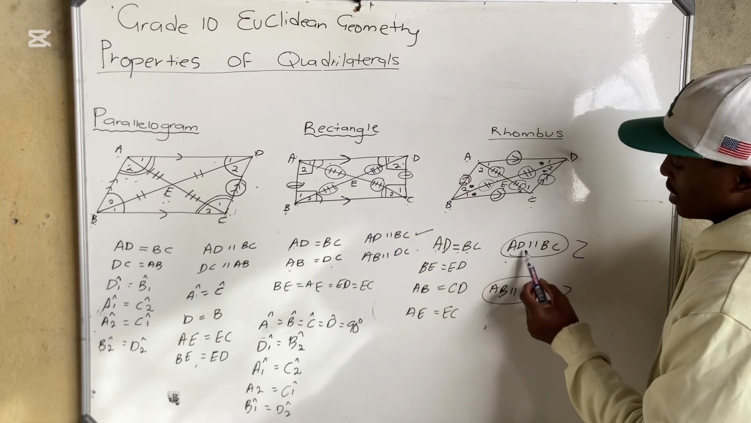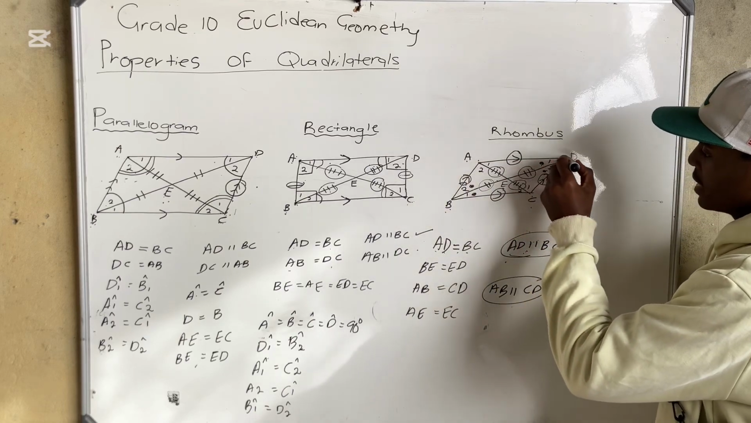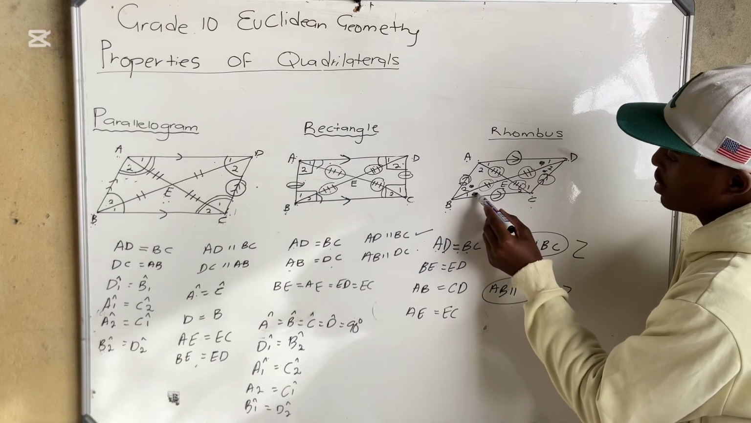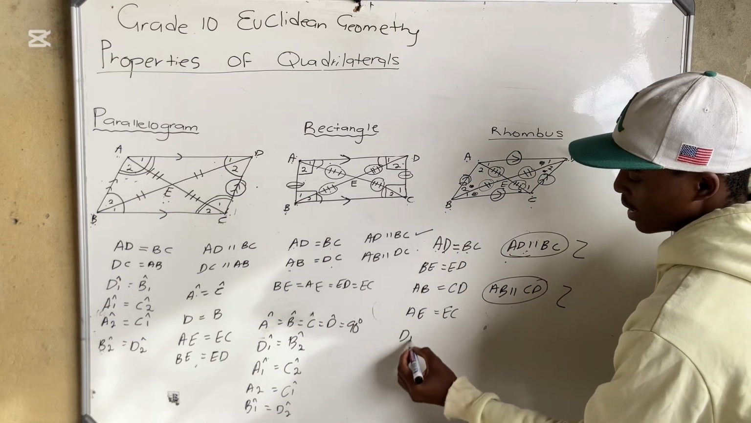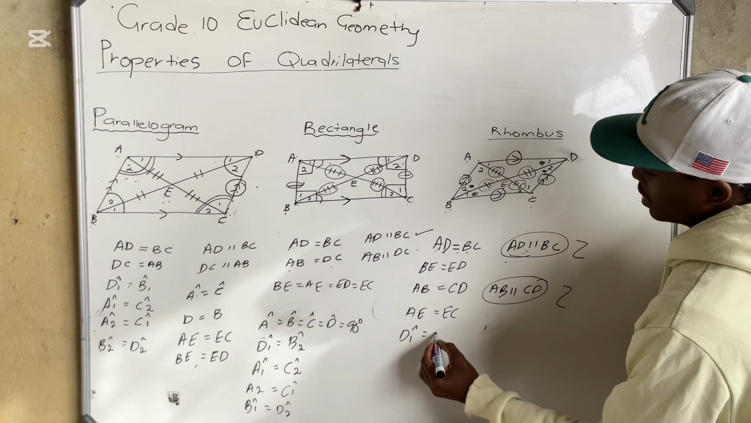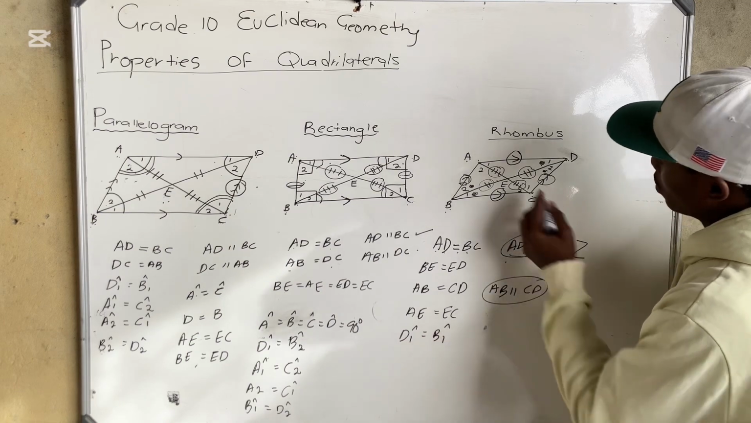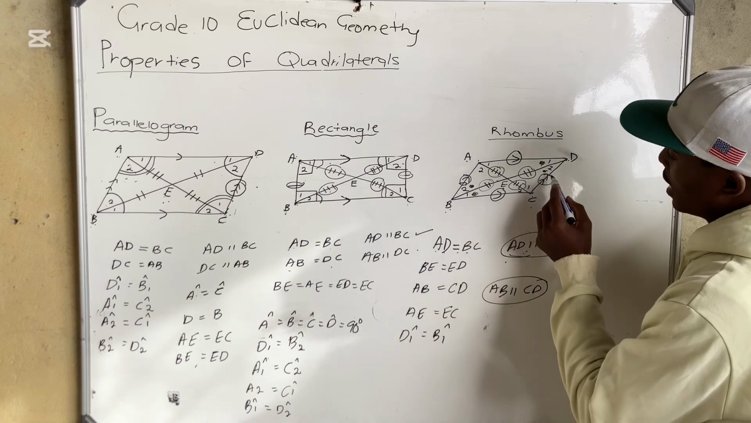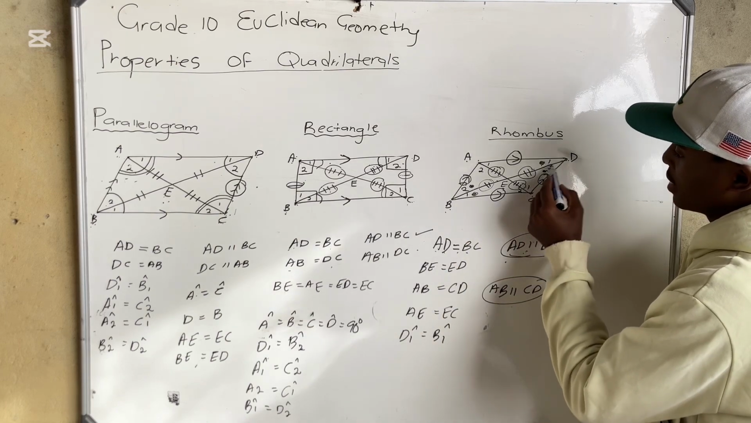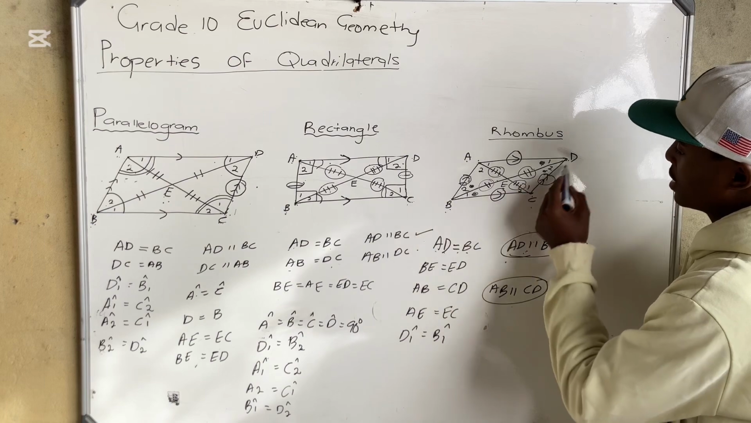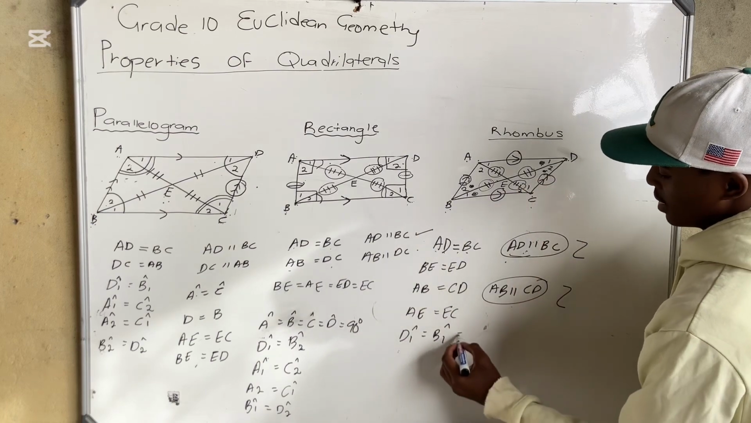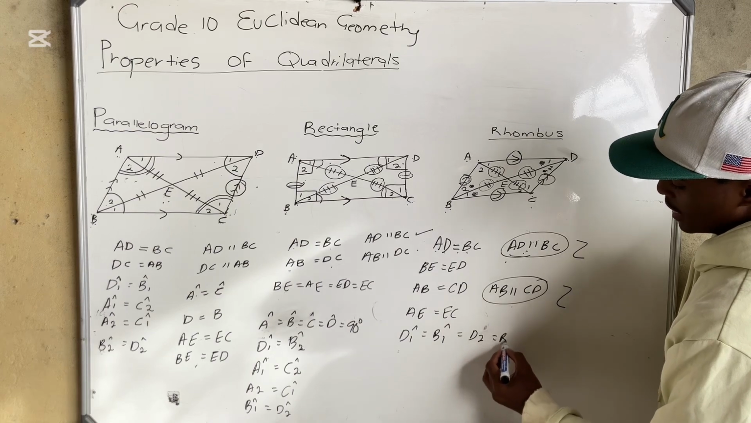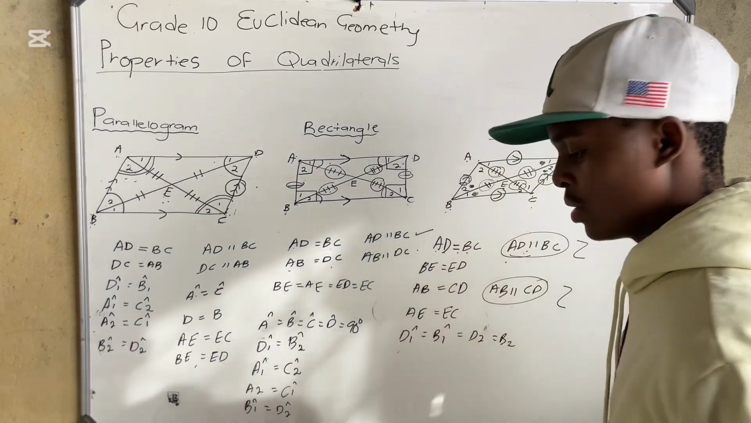So let's move with this one. This is my Z. Can you see they've already shown me that this angle is equal to this angle, meaning D1 is equal to B1. Why? Alternate, you can see they've shown you. And another way, it's this Z. Can you see this Z? You write it like this, D2 is equal to B2. And then you are done.